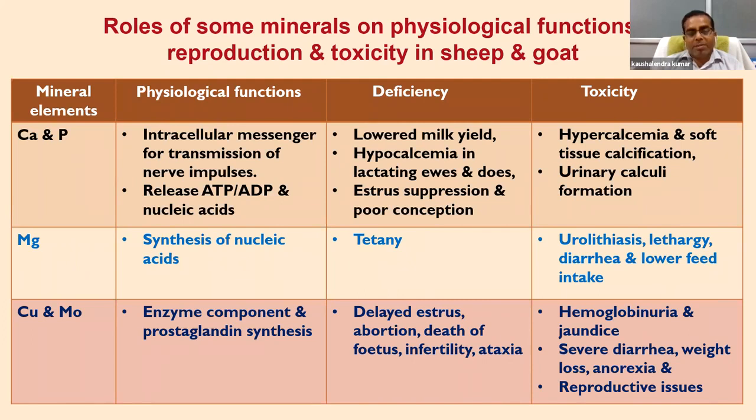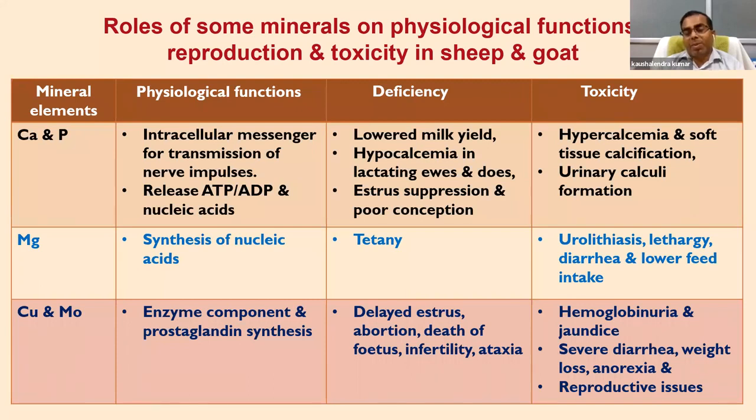Then lower milk yield, milk production goes down. A hypocalcemic condition will develop in females, and the estrus cycle will be affected. And ultimately, what happens? Poor conception rate. Poor conception rate itself deteriorates the performance of the farm. If timely conception does not happen, then there is a loss of economy for the farmer, and it is a major concern of any farm. What happens in toxicity of minerals like calcium and phosphorus?